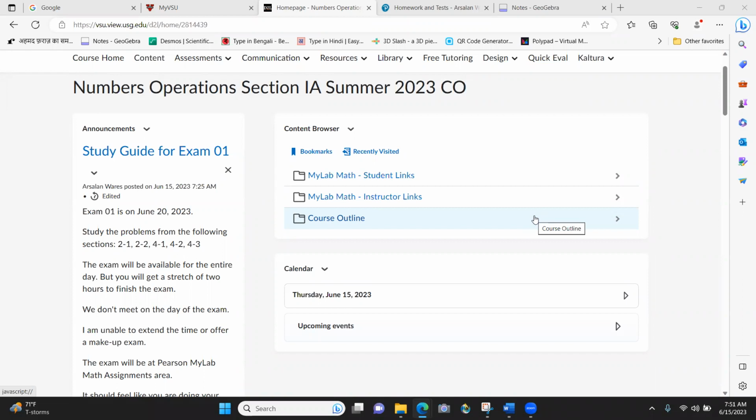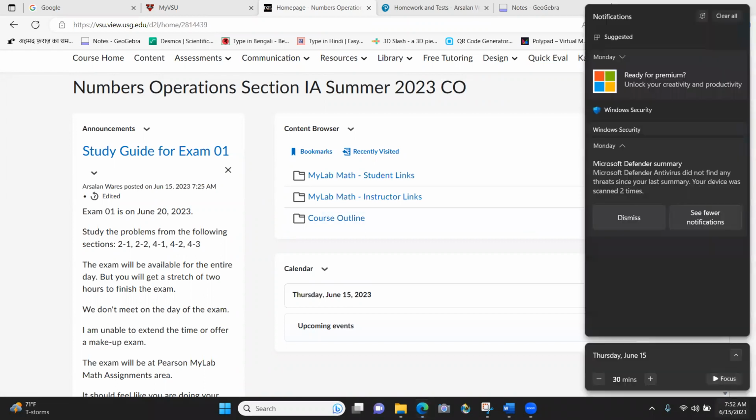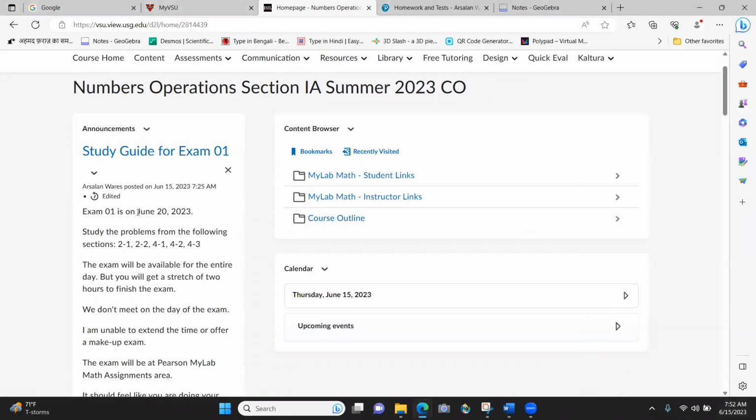Your exam is on Tuesday, next class. Basically, we don't meet on Friday. It's Friday, Saturday, Sunday, Monday is a holiday, and your exam is on the 20th of June. So make sure you take it on that day. The exam will be available all day, June 20th, but you will get only 2 hours to take the exam. The sections that will be covered are 2.1, 2.2, 4.1, 4.2, 4.3.